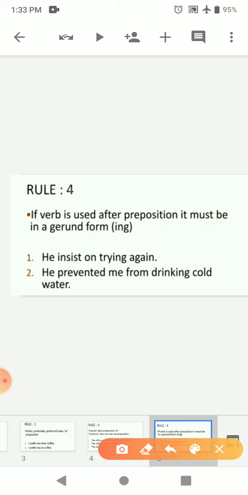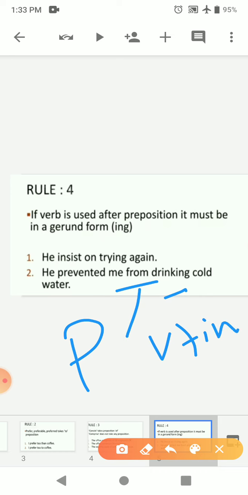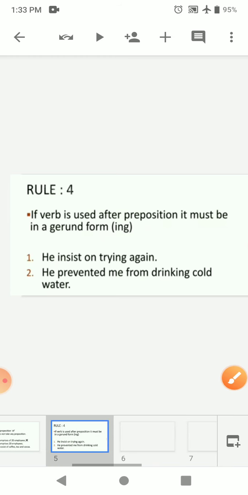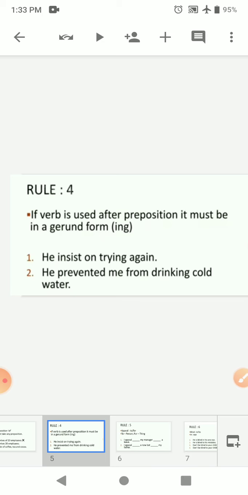On is a preposition and just after that we have the verb try, so we use the ing form. Another example: "He prevented me from drinking cold water." Similarly, we have the preposition from and then drink is a verb, so we use its ing form. Whenever a verb comes just after a preposition, the verb must be in ing form.